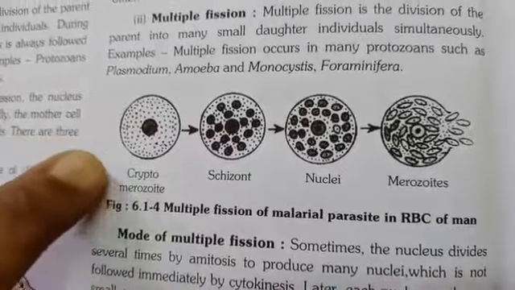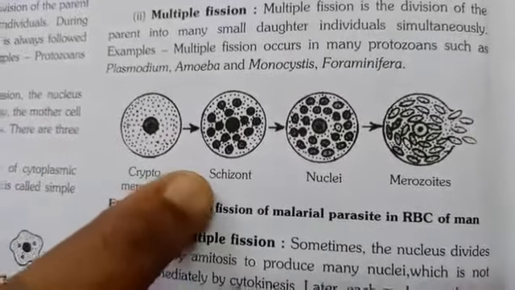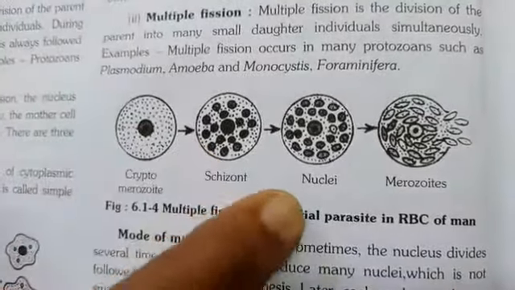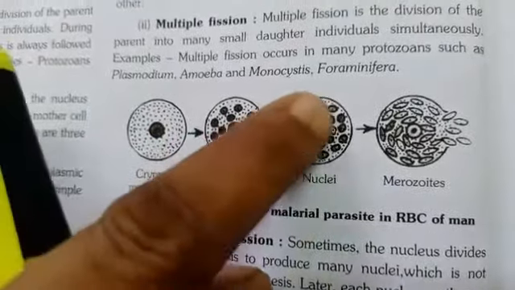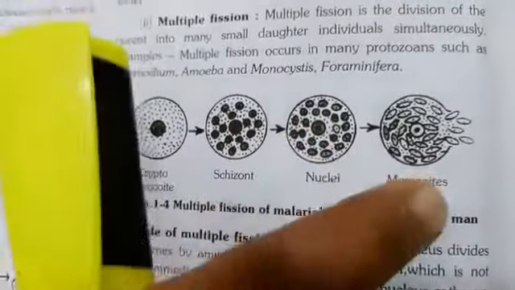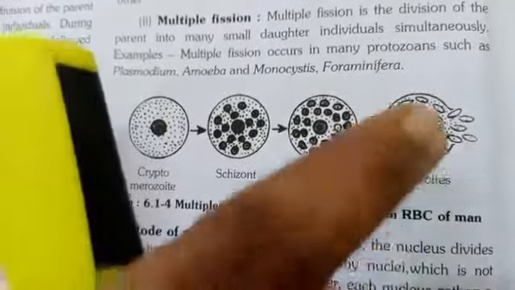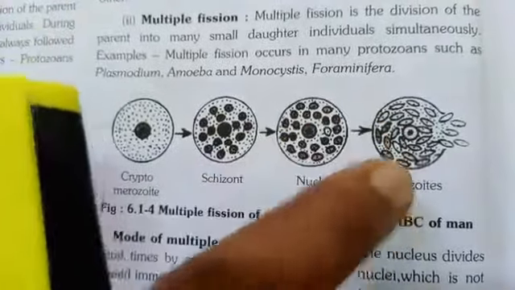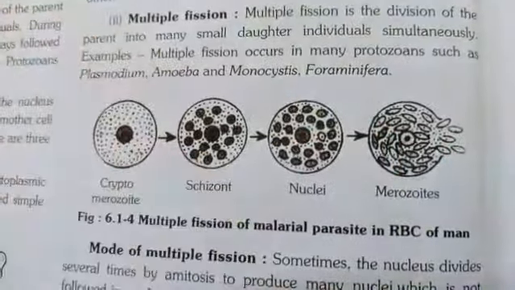See, this is a single cell. Then in the next stage, the zygosome undergoes division. The nucleus especially divides, producing many nuclei, and then it produces many merozoites. Then the RBC ruptures and releases the merozoites.